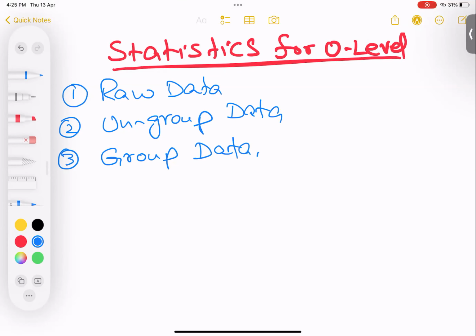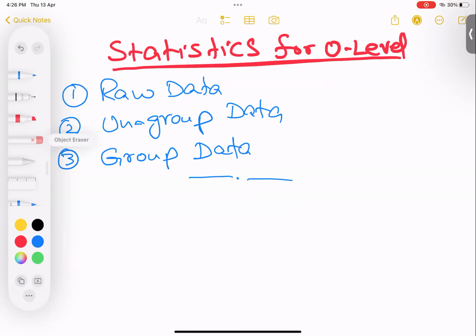Now, quickly, because if I don't show examples, students never understand what I'm saying. So I will give you examples in no time. Inshallah, I believe you will understand raw data, ungrouped data, and grouped data. Let's say one teacher conducted a test of 10 students. And this is a score. I'll just show the score. The score came like this.